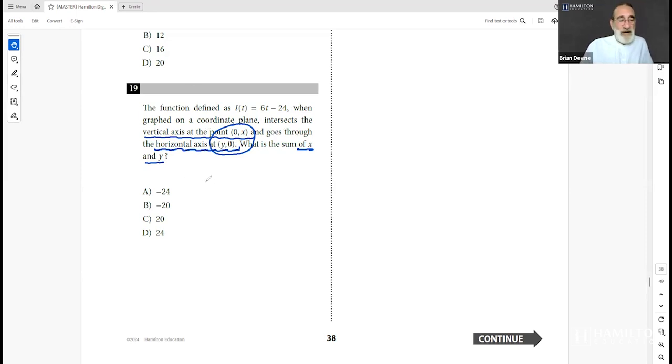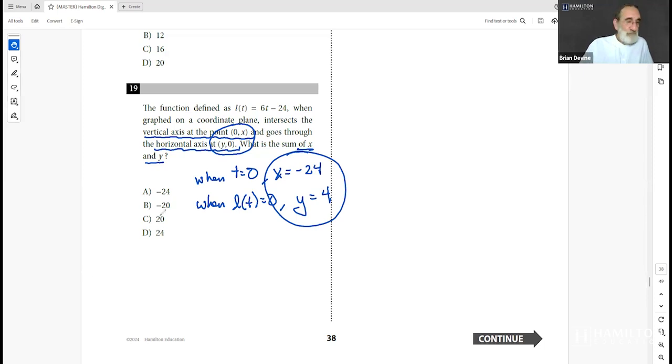But I know that when t equals 0, x equals negative 24. And I know then when L of t equals 0, y would equal 4. And so if I add these two together, I get negative 20. And B is the correct answer.